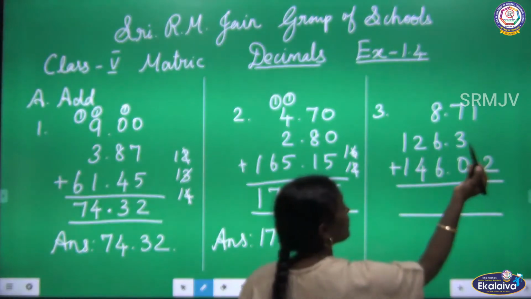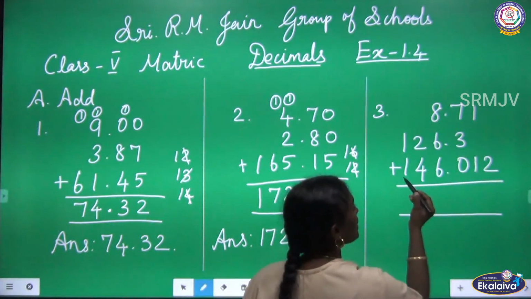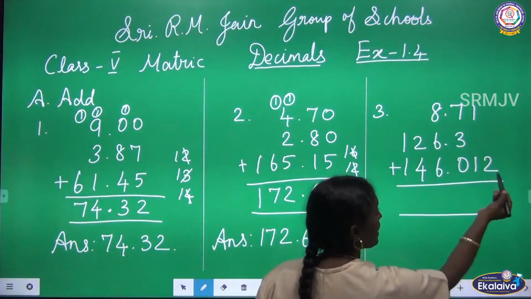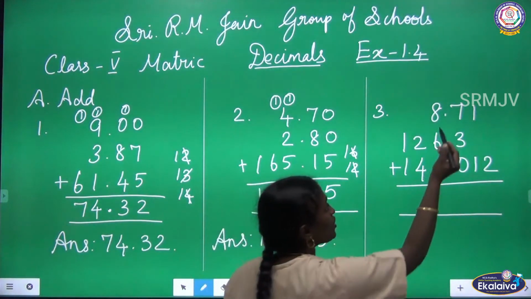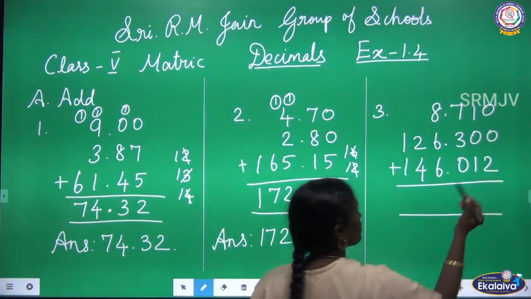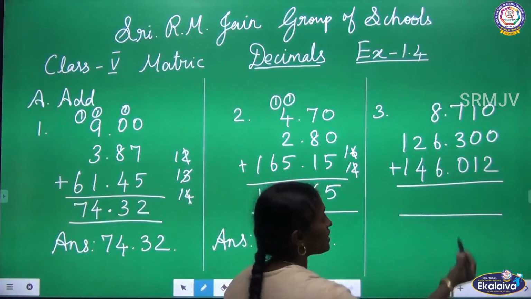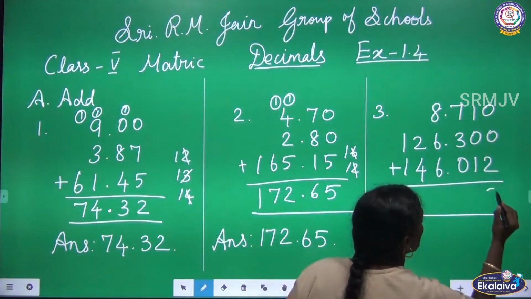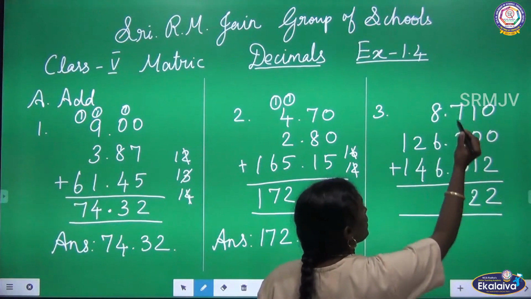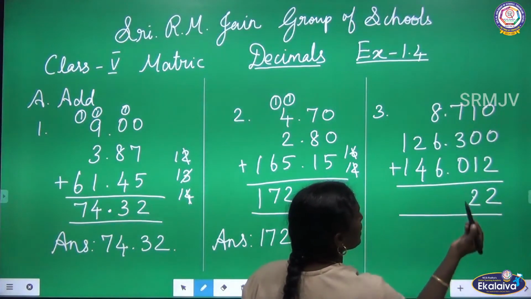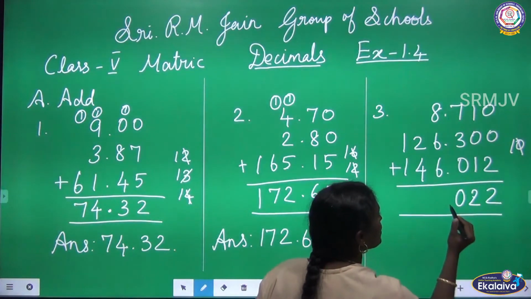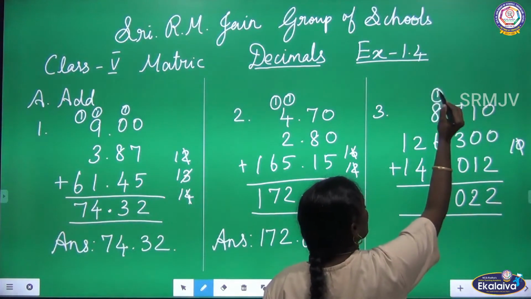See the third problem. Here 8.71, 126.3, 146.012. Here we have 3 decimal places. So we can add 2 zeros here. Now we will start the addition. Here 0 plus 2, 2. 1 plus 0, 1, 1 plus 1, 2. Here 7 plus 3, 10, 10 plus 0, 10. 10 is a 2-digit number. So we put 0 here, 1 carry over to the next place.